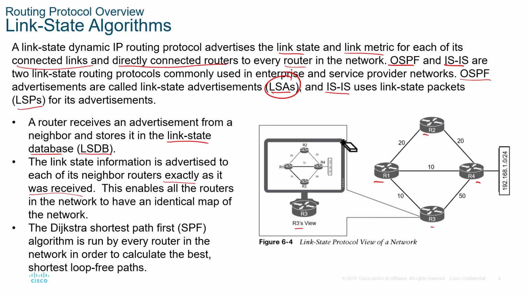All of the routers in a link state algorithm protocol will have a complete map. There is the SPF, the shortest path first algorithm, that is being run on every router in the network in order to calculate the best paths to keep everything loop free.